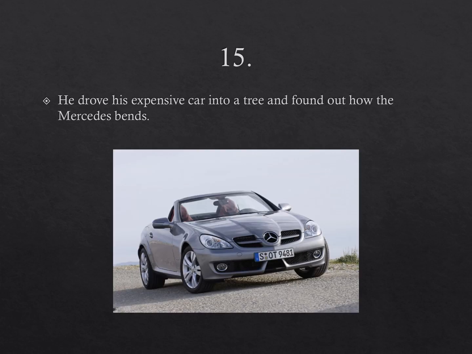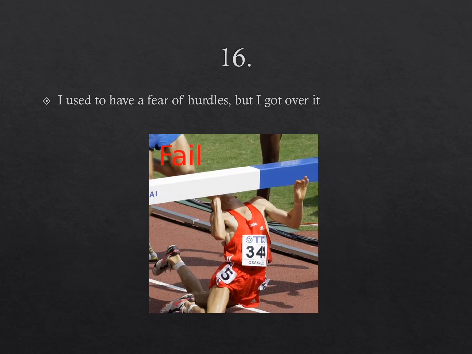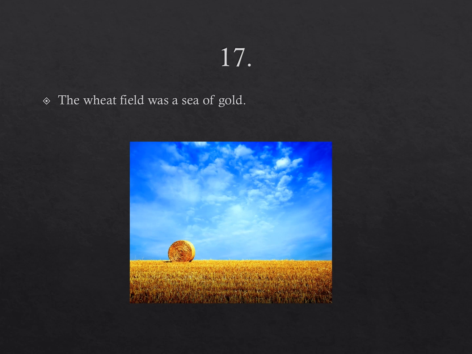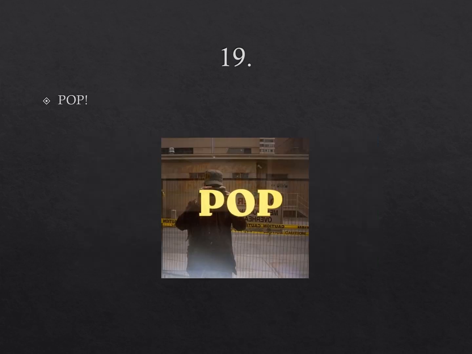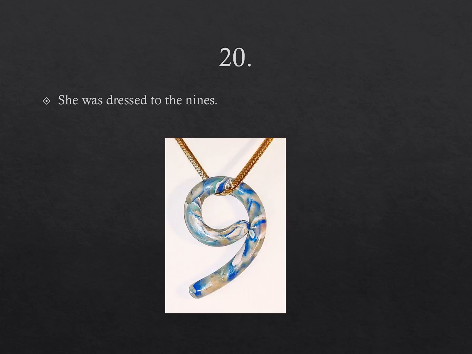15. He drove his expensive car into a tree and found out the Mercedes Benz. 16. I used to have a fear of hurdles, but I got over it. 17. The wheat field was a sea of gold. 18. The streets called to him. 19. Pop. 20. She was dressed to the nines.